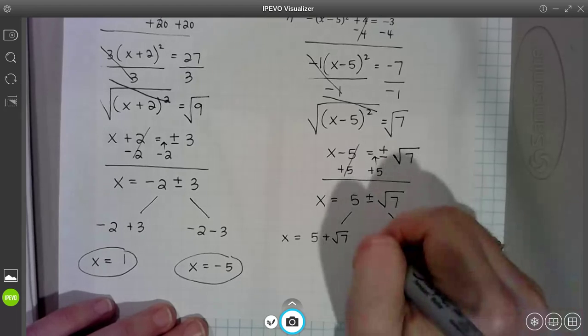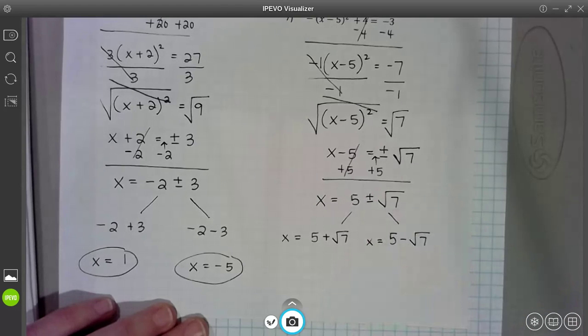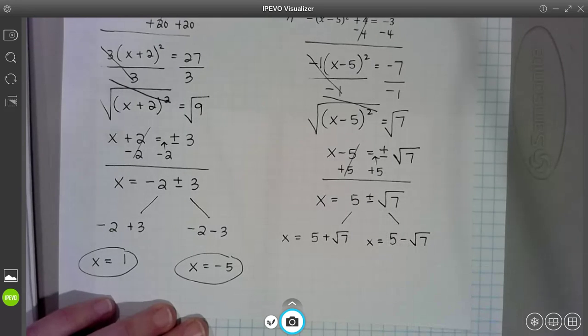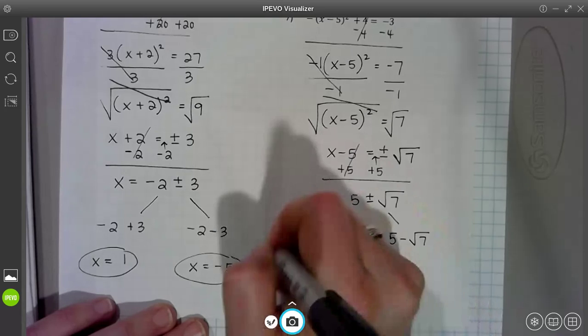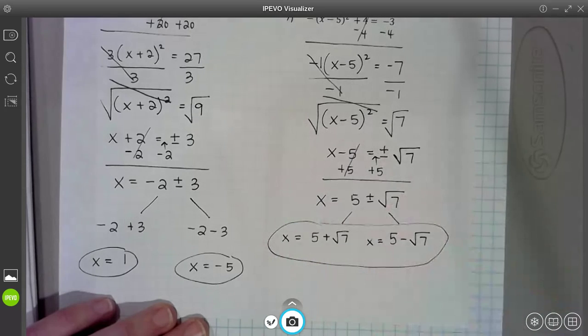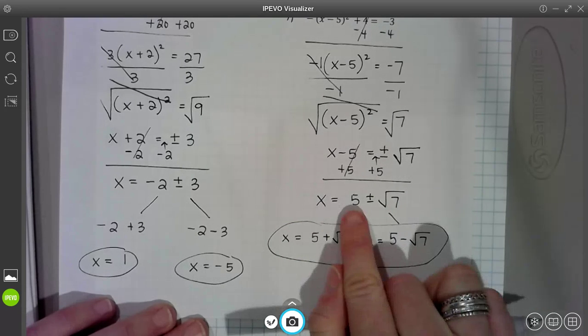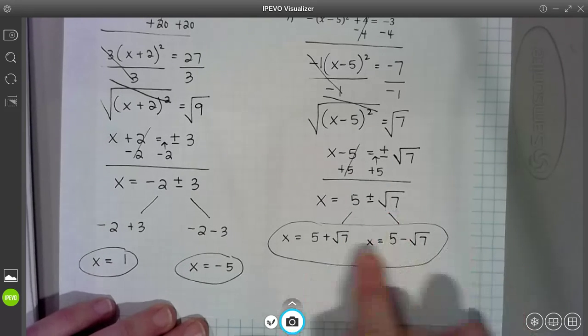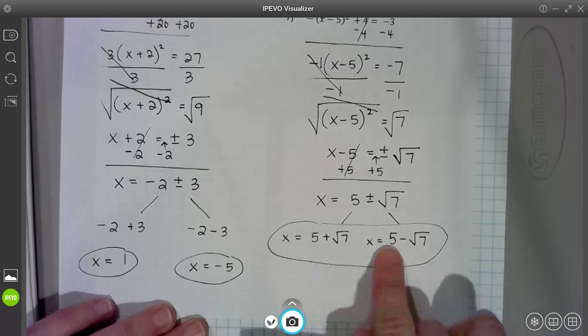Same thing. X equals 5 minus the square root of 7 is your second answer, because I don't want to take the square root of 7 so that I can take 5 minus it. Otherwise, it would be an estimated ugly decimal answer, and we don't want that. All right? Those are your two answers to this degree 2 quadratic equation. So guys, on Delta Math, you could type this, 5 plus or minus the square root of 7, or you could type the two individual answers.